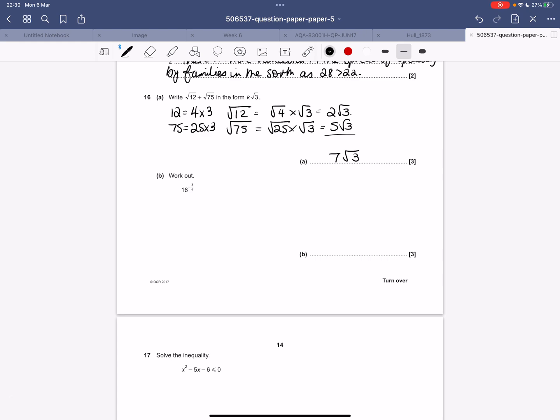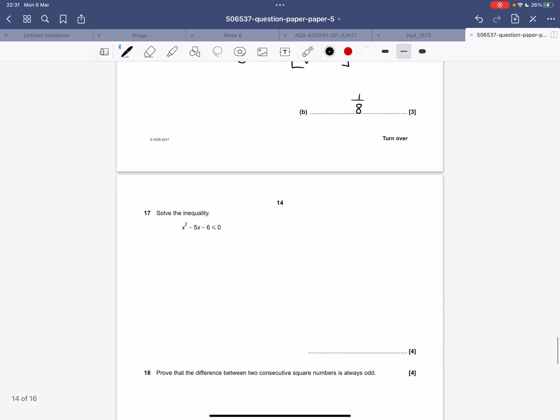So 16 to the minus 3/4. So this is 1 over 16 to the 3/4. It's 1 over the 4th root of 16 cubed. So the denominator is the root, and then the numerator of this fraction is you raise that answer to that power there. The 4th root of 16 is 2, so it's 1 over 2 cubed. So the answer is 1/8, because 2 cubed is 8.